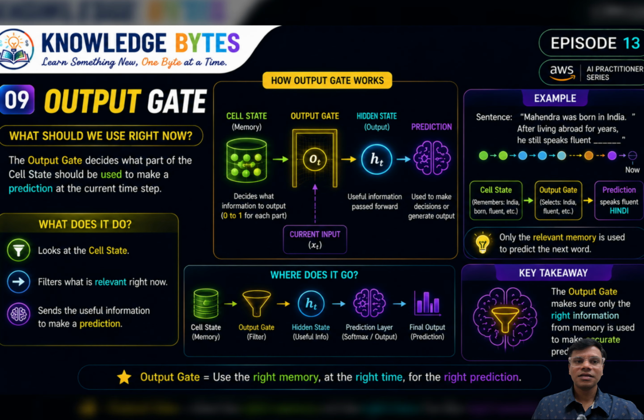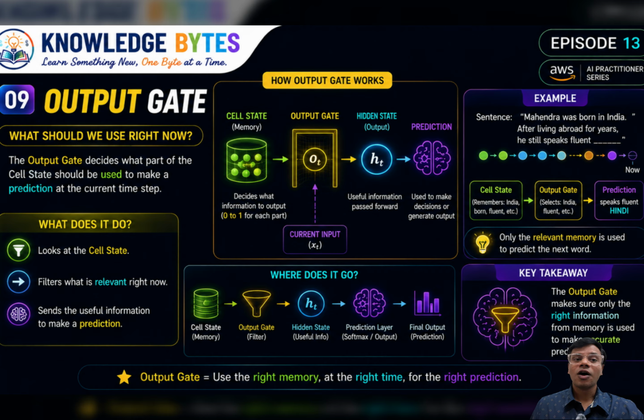Now the next one is the output gate. The third gate is the output gate. Its role is deciding what information should be used right now. The cell state may contain a large amount of stored knowledge.